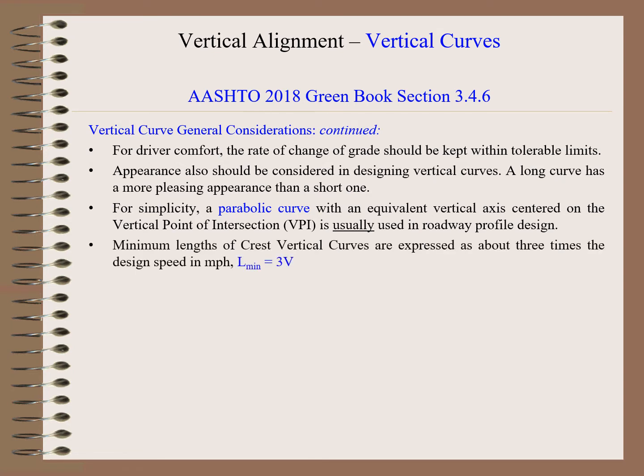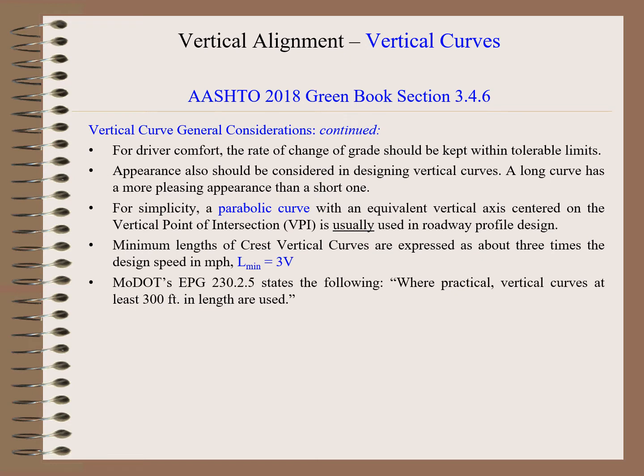Minimum lengths of crest vertical curves are expressed as about 3 times the design speed in miles per hour. Lmin equals 3 times the design speed. MoDOT EPG 230.2.5 states the following: where practical, vertical curves at least 300 feet in length should be used.